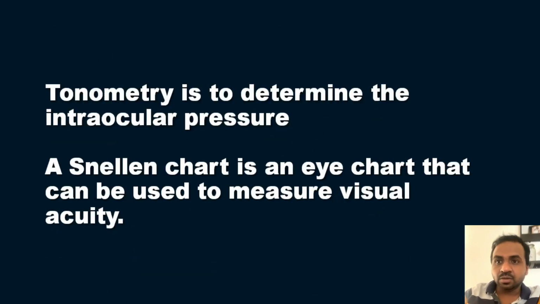Then two more tests were there, that is tonometry. Tonometry is used to determine the intraocular pressure, which we have already explained in our older videos. Then the Snellen chart is an eye chart that can be used to measure visual acuity. Okay, so visual acuity, Snellen chart; tonometry, intraocular pressure. So I think that also was clear for you.